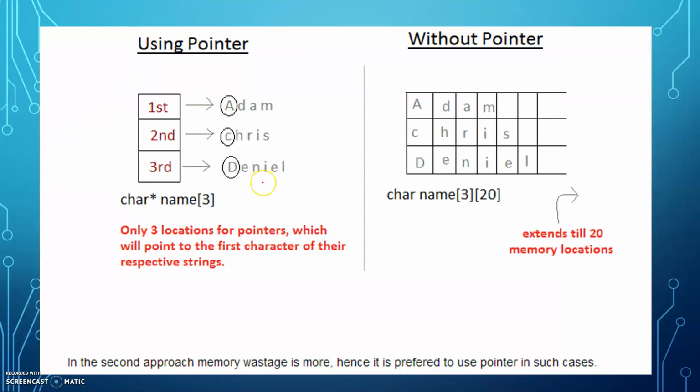Come to the next part, using pointer and without using pointer in an array. What is the utility of this? So we first come to without using pointer. Without using pointer means I am writing there in the array Adam, then Chris, then Daniel. There are 20 columns and 3 rows. So inside the 3 rows I am placing it, and it extends till 20 memory locations. But in case of using pointer, the first element will be Adam, second one will be Chris, and third one will be Daniel. A, C, D will be taken only.